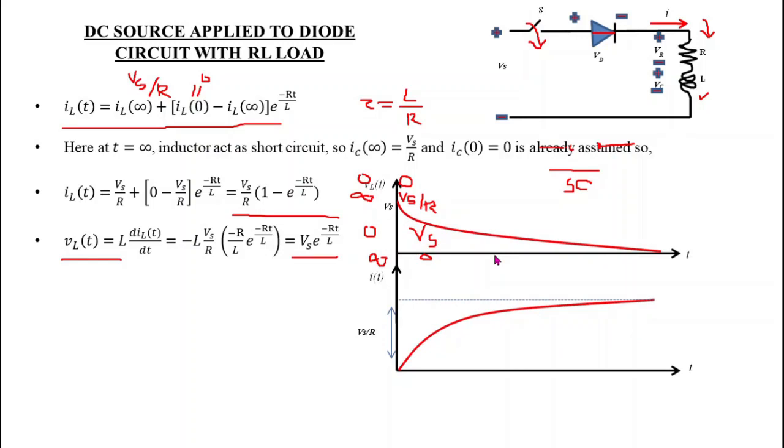We get this waveform. Here, the inductor voltage is Vs when time is 0, and when time tends to infinity, this inductor voltage will tend to become 0. Similarly, in this way we can plot the waveform of the inductor current.